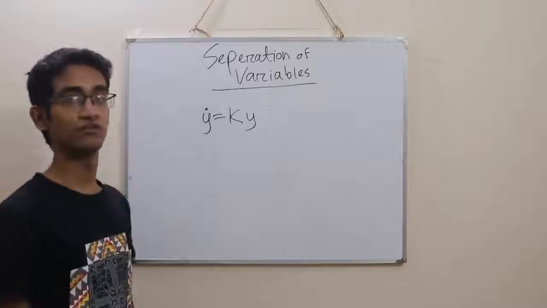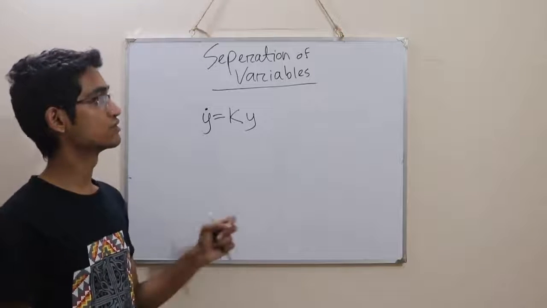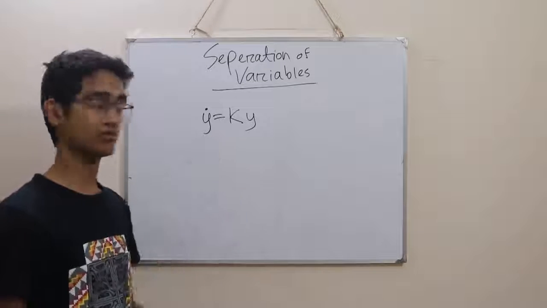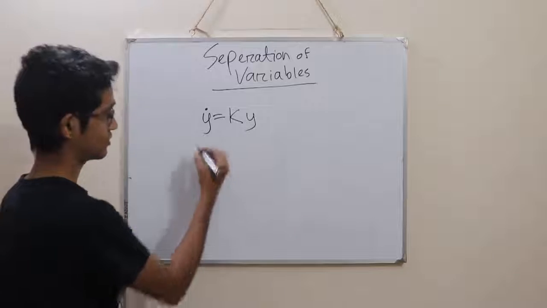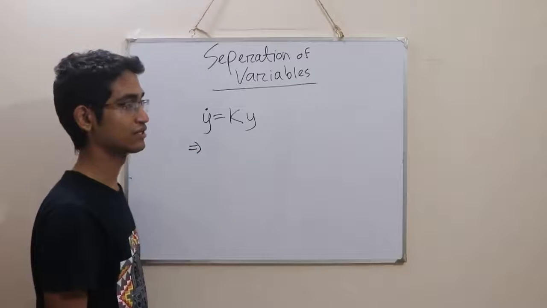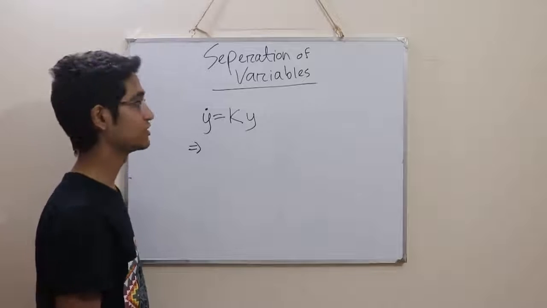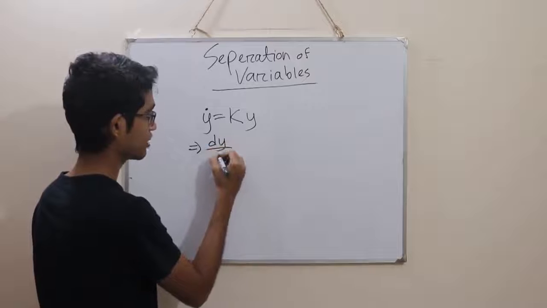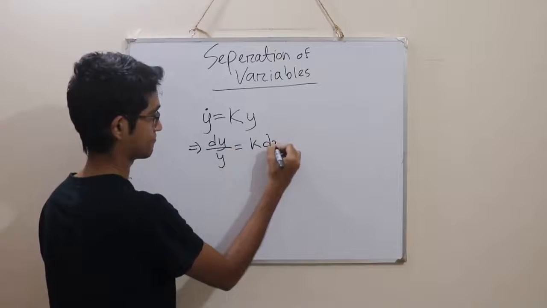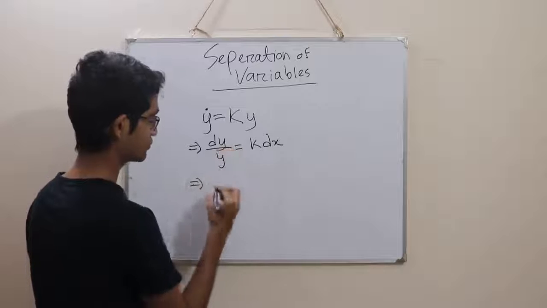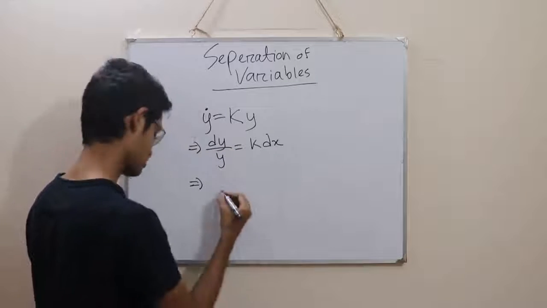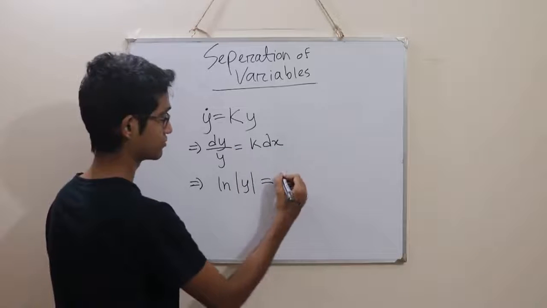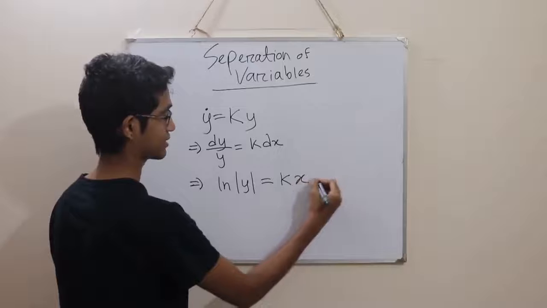Now that we have learned a way to solve very simple differential equations, let's see if we can apply that way to solve our most important differential equation. As it turns out, our most important differential equation is actually a very simple equation, and we can solve it using separation of variables. So first we will do dy over y is equal to k dx, and from there we will integrate and get natural logarithm of absolute value of y is equal to k times x plus c.